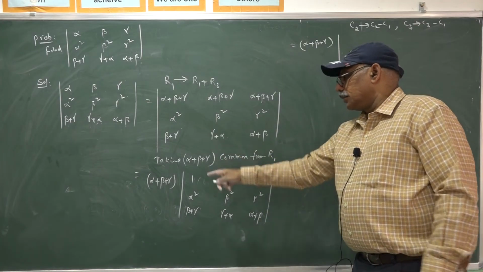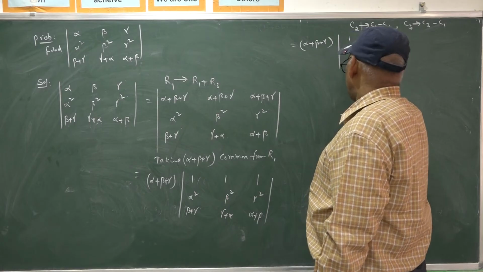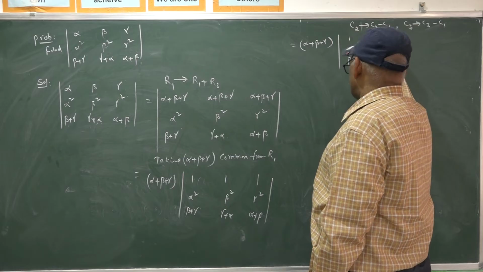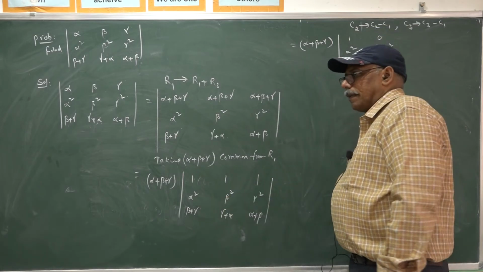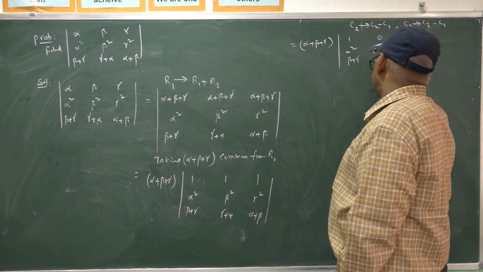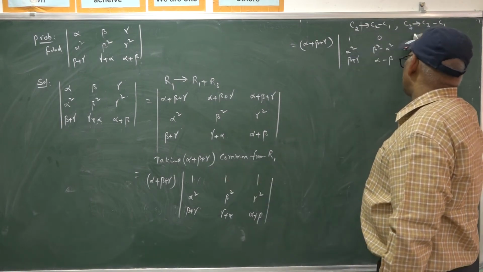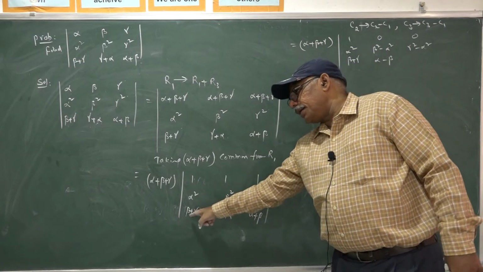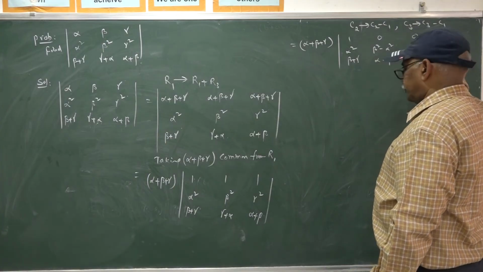C2 minus C1, C3 minus C1 gives us 1, alpha square, beta plus gamma, 0, and beta square minus alpha square. Gamma plus alpha minus beta minus gamma, gamma cancel, alpha minus beta. Similarly, gamma square minus alpha square, and alpha plus beta minus gamma, beta cancel. We get alpha minus gamma.